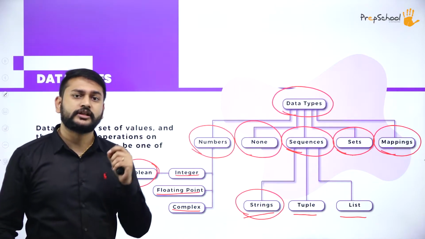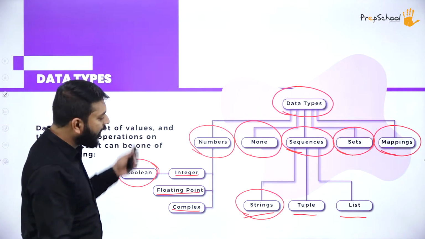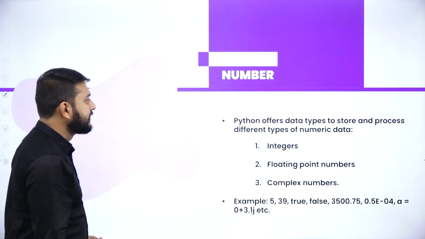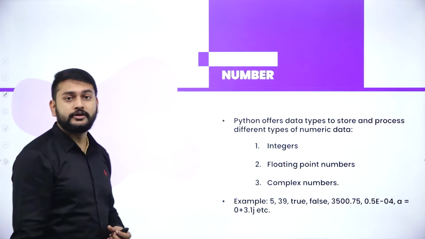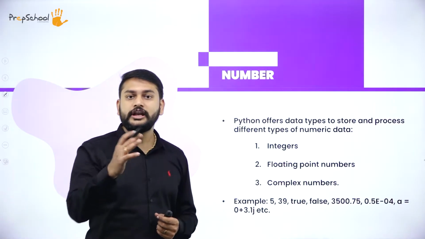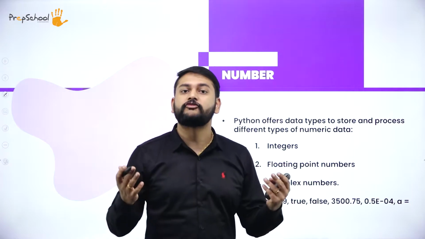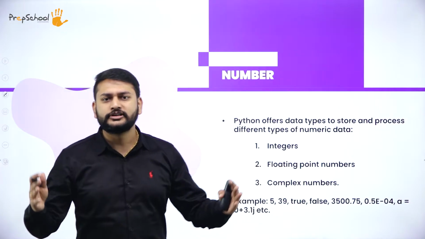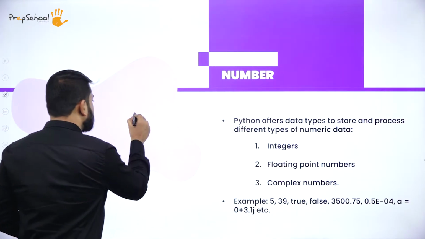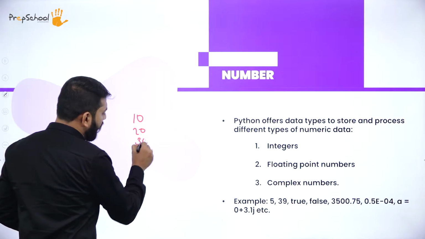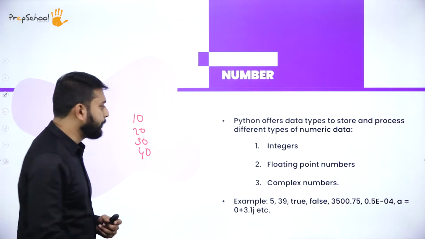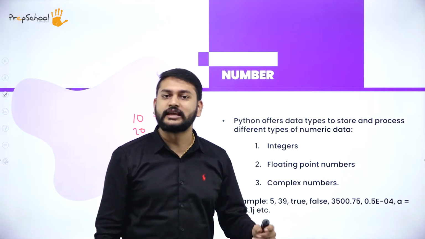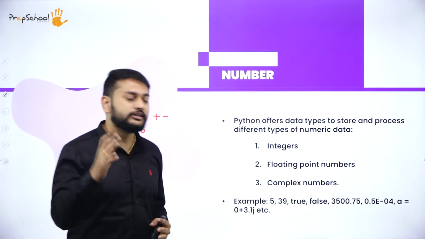Let me start with integers. Let me discuss one by one all these data types. Yes, so moving on. Guys, I have numbers. In this numbers, I have already told you we have integer, floating point, and complex number, right? So what is integer? All the whole numbers, for example 10, 20, 30, 40, all these whole numbers with plus and minus sign, I will call it an integer. All this will come to the category of integer.